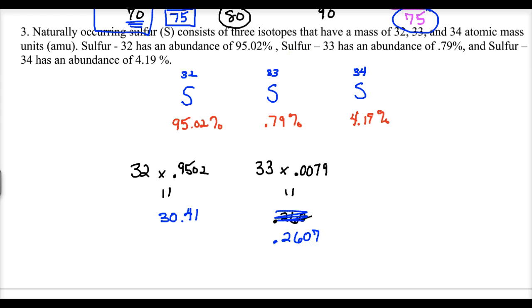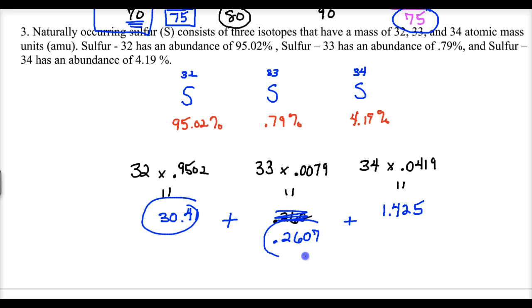And then we're going to take 4.19% of 34. So we take 34 times, moving the decimal place 2 places, right? 0.0419. Let's go find that number. 34 times 0.0419. And what I get is 1.425. And what I do is I add these numbers together.